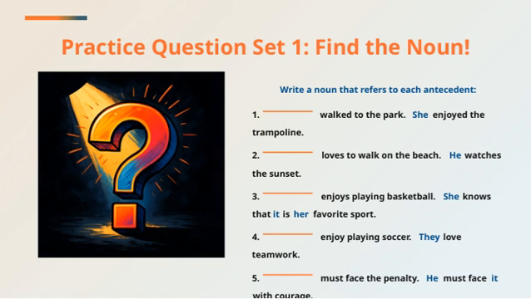Finally, at the bottom, there's a practice question. Write a noun that refers to each antecedent. This exercise helps reinforce the concept that recognizing antecedents is crucial for understanding and constructing clear sentences. Overall, this slide emphasizes that identifying the correct antecedent for each pronoun is fundamental to effective communication. It connects to the broader theme of mastering pronouns and sentence clarity.